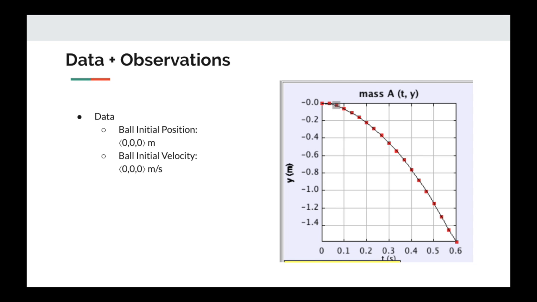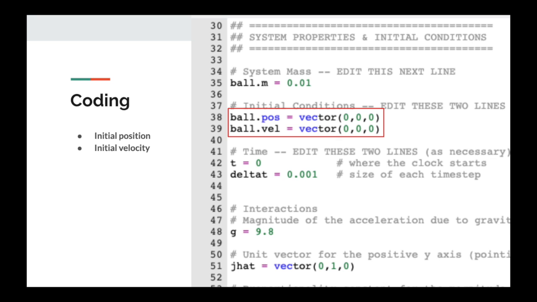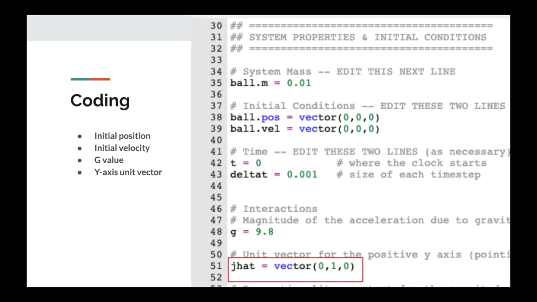From the Tracker data, I determined the ball's initial position of 0, 0, 0 meters and the ball's initial velocity of 0, 0, 0 meters per second. I then altered the code to reflect these values for the initial position and velocity vectors, the value of the g constant, and j hat, indicating the positive direction of the y-axis.